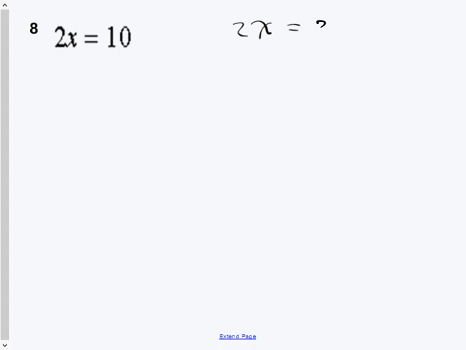Now question 8 says 2x equals 10. And what 2x means is 2 times the value of x. This is called a coefficient. Remember we talked about that. And that means a multiplier to x. So 2 times what number is equal to 10? So by inspection, what do I multiply 2 by to get the answer of 10? We probably can figure out that 2 times 5 is 10, so x equals 5.